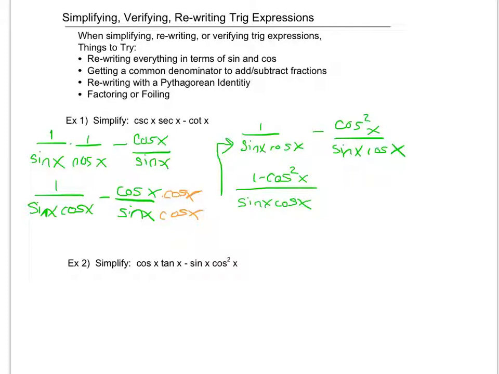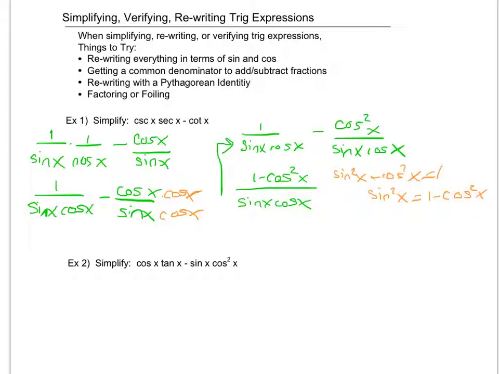Well, as soon as I see that I have a trig function being squared with an add or subtract of 1, that immediately tells me to go look at my Pythagorean identities. And I see inside my Pythagorean identities, I have sine squared x, I'm going to actually put this in a different color, plus cosine squared x equals 1. So if I subtracted a cosine squared x from both sides, I would be left with sine squared x equals 1 minus cosine squared x.